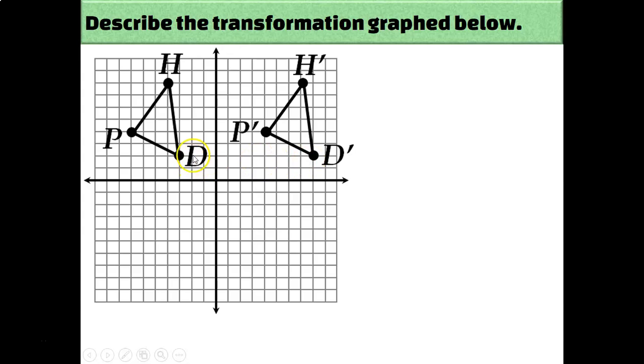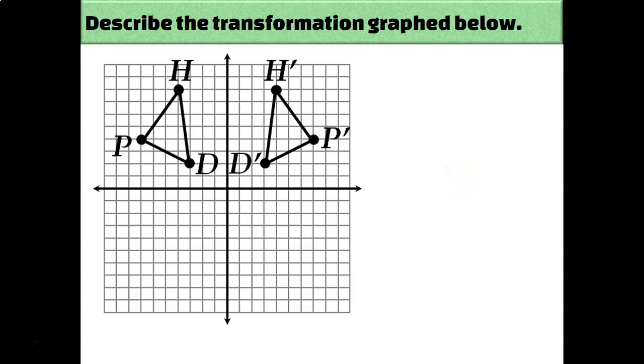From D to D prime, I go to the right 1, 2, 3, 4, 5, 6, 7, 8, 9, 10, 11. And from H to H prime, I go 1, 2, 3, 4, 5, 6, 7, 8, 9, 10, 11. So all three of these points moved 11 units to the right. That makes it a translation using the rule x plus 11 and y. I didn't move it up or down at all, so I'll just leave y as y.